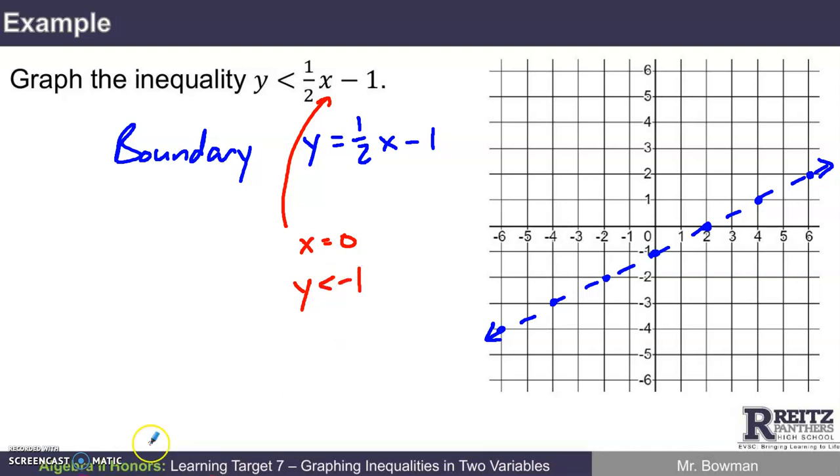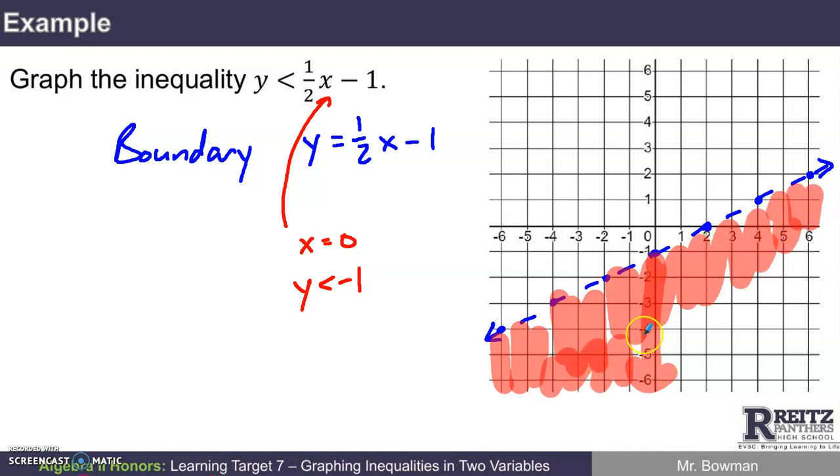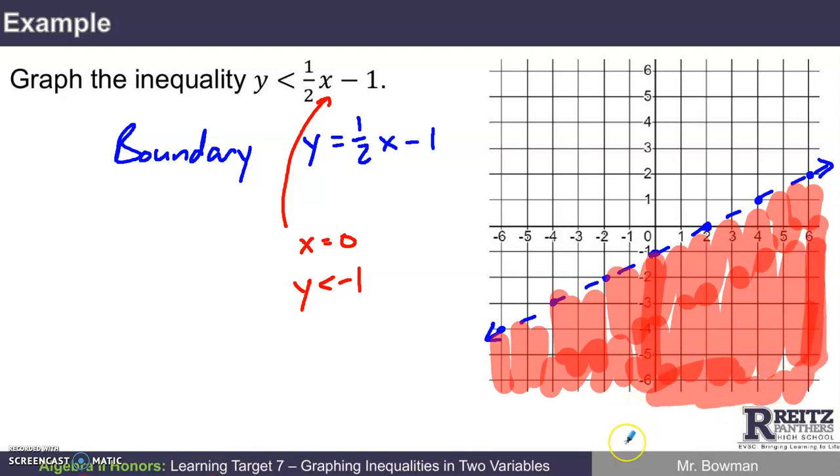So when x is 0, right here on this line, I need where the y's are less than -1. I need all this stuff here. And that kind of tells me that this is the side that I need to shade. That's probably the simplest way I can describe to you to find the correct way to shade to indicate which side of this graph solves the inequality.